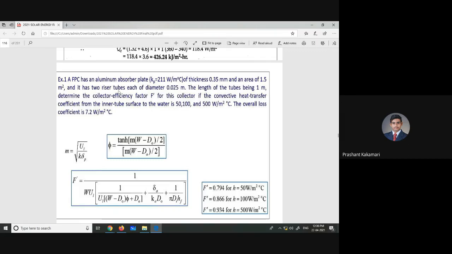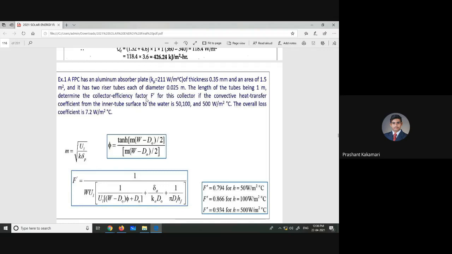It has two riser tubes, each of diameter 0.025 meters. So this may be an effective diameter or the outer diameter, 0.025 meters. Length of the tubes being 1 meter. So collector length or the tube length is 1 meter. That's why the length of the collector tube can be taken as 1 meter. And to make 1.5 meter square, you can take the width also. So effective area should be 1.5 meter square as per this length of the tube.